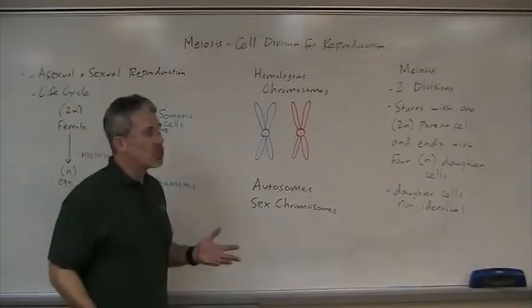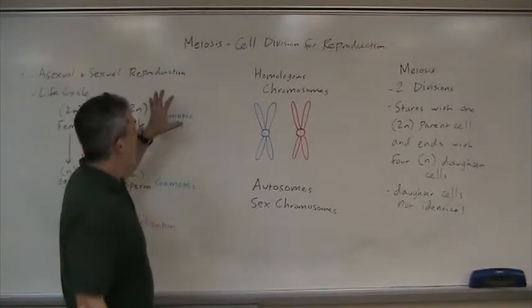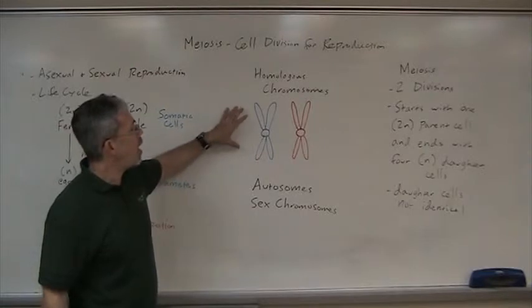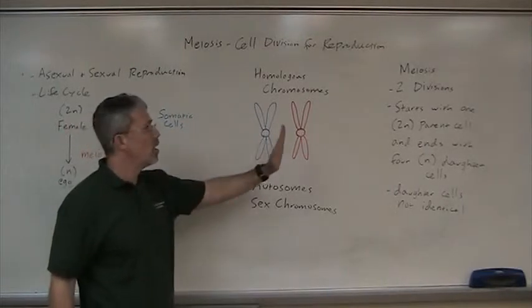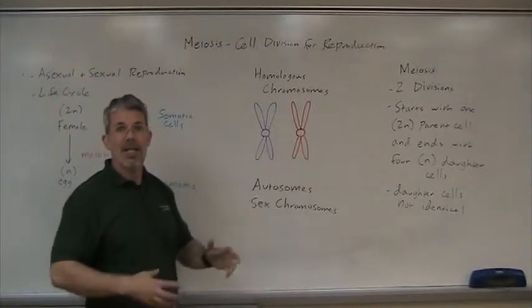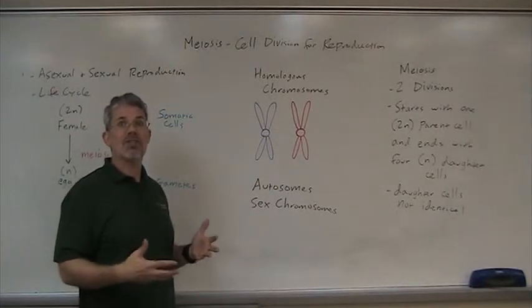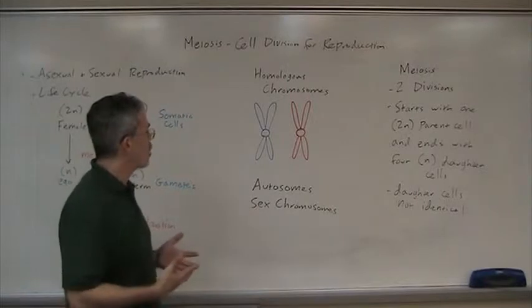Now, back to our discussion of chromosomes. Because our chromosomes are paired, each pair is referred to as a homologous pair. And again, one would come from one parent, one would come from another parent, and likewise one would be donated to each gamete during reproduction.